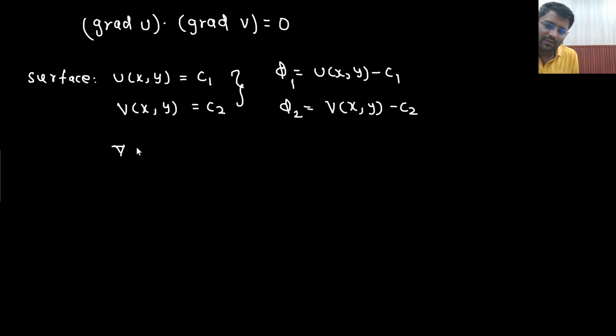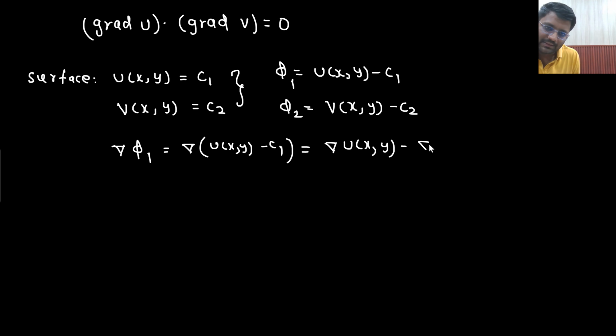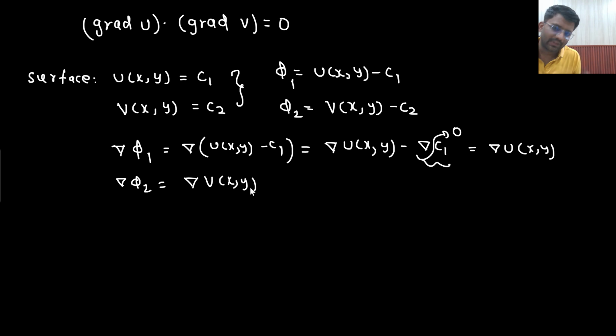Now if I calculate gradient of phi1, what will it come out to be? It will be gradient of u of x comma y minus c1, which equals gradient of u of x comma y minus gradient of c1. It is a constant value, no? C1 could be 3, 4, 5. It is a constant value, so this will be 0 only. So gradient of phi1 would be equal to gradient of u of x comma y, as this constant will not change anything. Similarly, gradient of phi2 will also be equal to the gradient of v of x comma y as well.